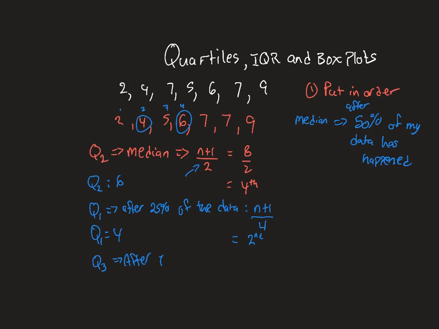And finally, Q3, after 75%, so this should be 3 over 4, n plus 1, which should be, well, you have 7 plus 1, which is 8. 8 divided by 4 is 2. 2 times 3 is 6. So the 6th number, so 5, 6, 7.